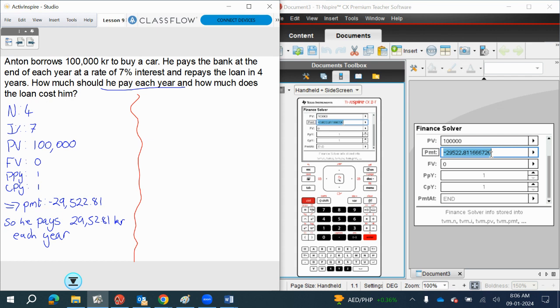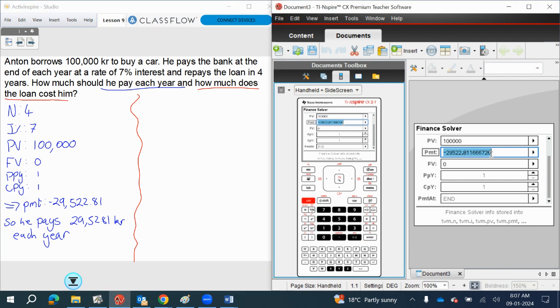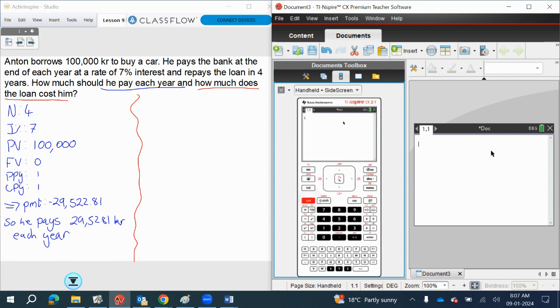Next up, we need to look at how much the loan costs him. How do we calculate this? What do we times by 4? The payment. So if you have the payment here in your finance solver, press Control C, and then Escape to exit, and then Control V. We get the value here. We times it by 12.